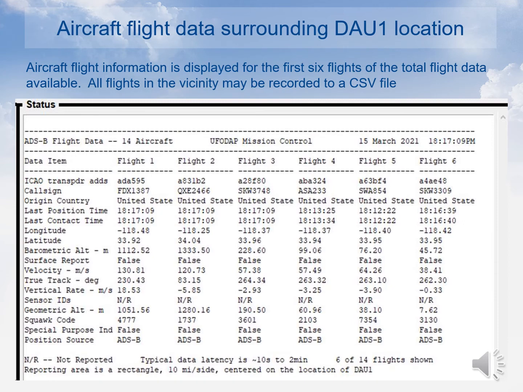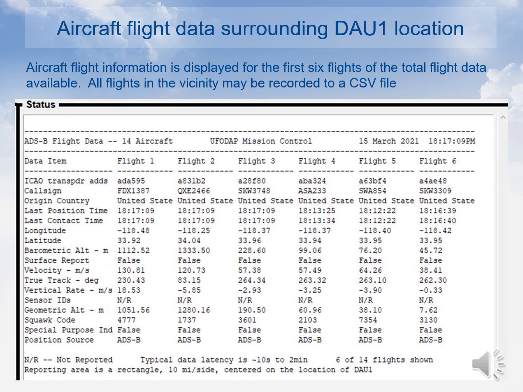This is the mission control aircraft flight data display. All of this data is displayed for the first six of all of the flights that are in the vicinity. The total number of flights is shown on the bottom. The data includes the aircraft's call sign, longitude and latitude, altitude, and position source. The position source is typically ADS-B.